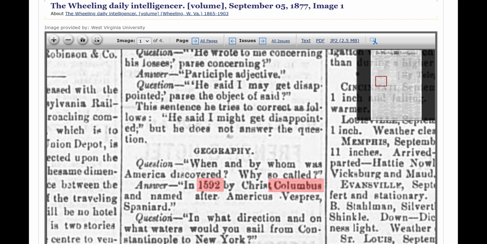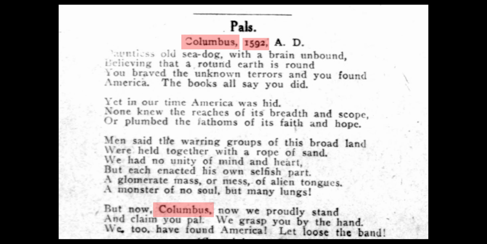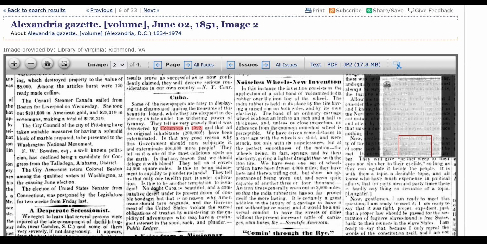So, I think I've proven pretty conclusively that Columbus discovered America in 1592. I'm not sure exactly why they've chosen to lie. There are many possibilities, many nefarious reasons. But the main point is, they have lied, and we've exposed them.